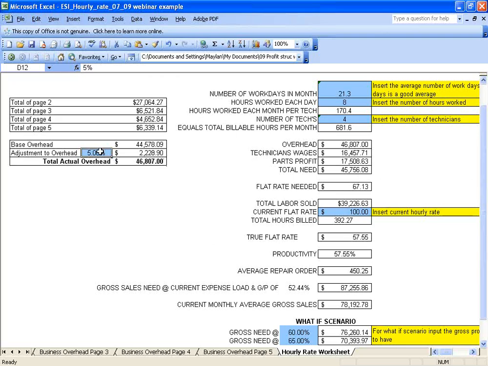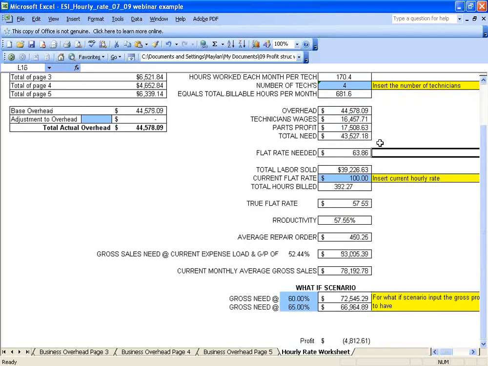Now, in this scenario, let's take this 5% off. If we were to analyze this scenario here, he needs to be at 63. He's charging 100. His flat rate's 57. He doesn't need to change his hourly rate, although he could to offset this. What he really needs to do is fix this issue right here. This is his problem. He's not productive.